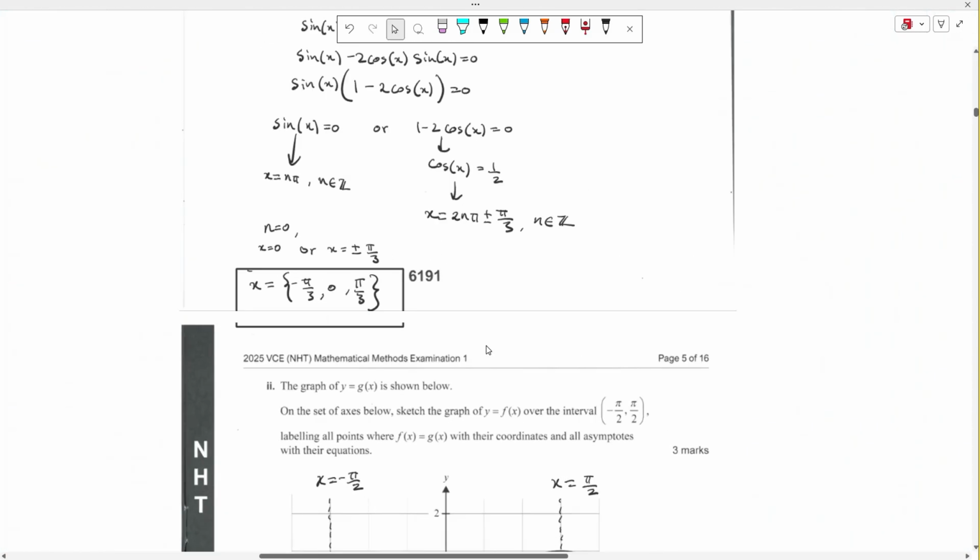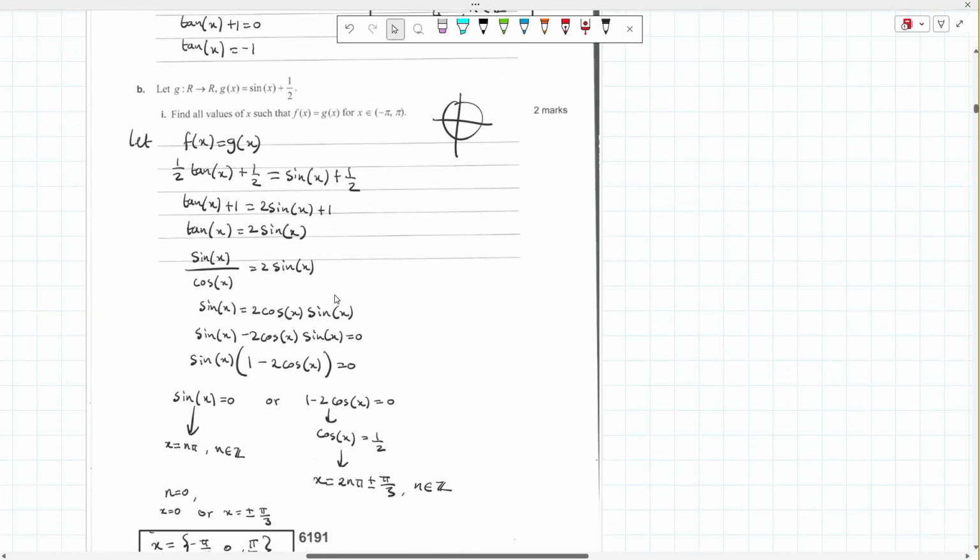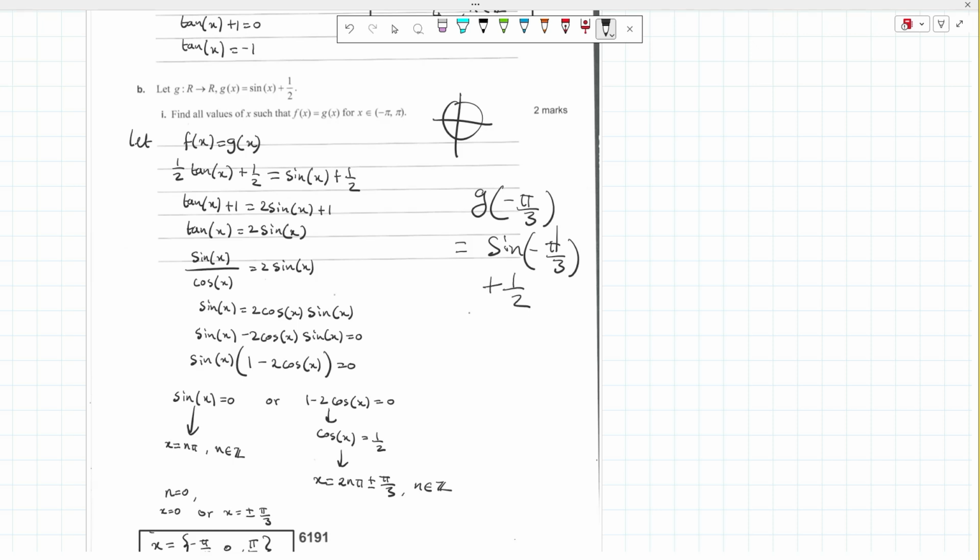So we know that they intersect at negative pi on 3. So let's find g of negative pi on 3. That's going to be sine of negative pi on 3 plus a half, and that's going to be negative root 3 on 2 plus a half. And that's actually just going to be 1 minus root 3 on 2.